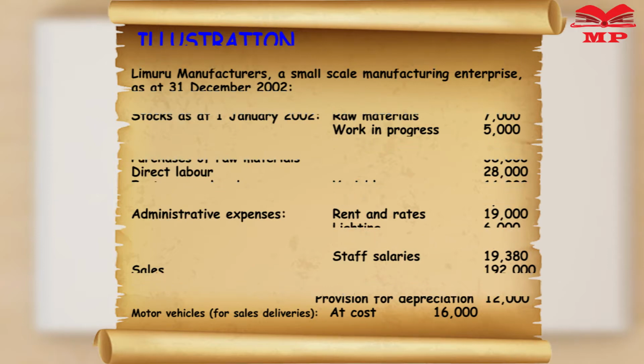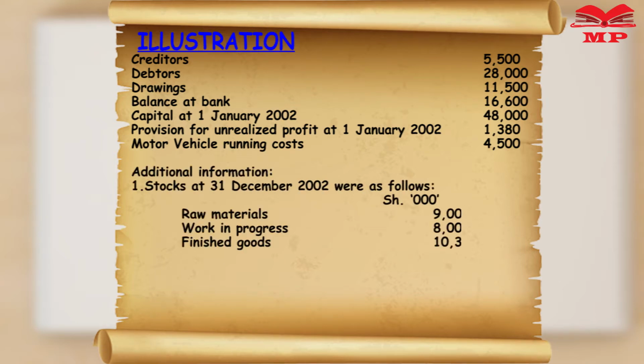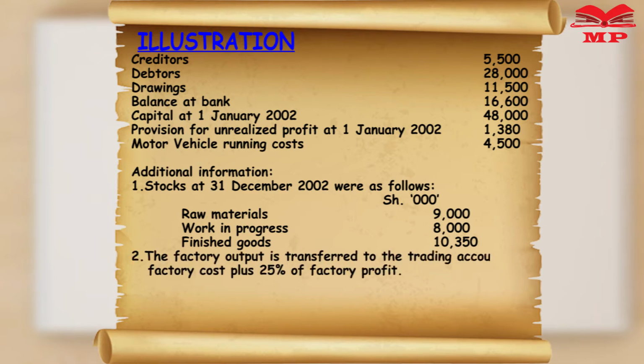Then we have creditors, debtors, drawings, balance at bank, capital on 1st January 2002, provision for unrealized profit as at January, we have it there. Motor vehicle running costs. Additional information number 1, stocks as at 31st December 2002: raw materials, work in progress, finished goods. Number 2, the factory output is transferred to the trading account at factory cost plus 25% of factory profit.